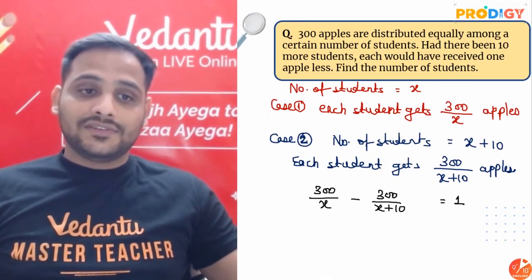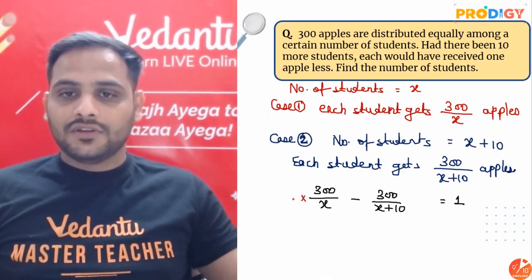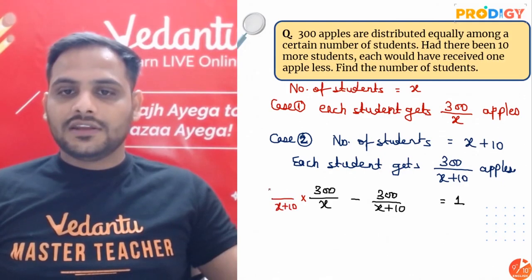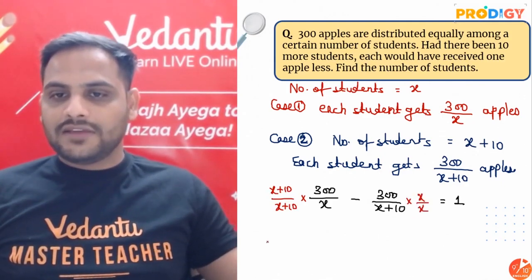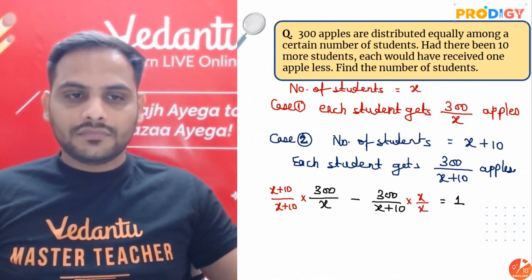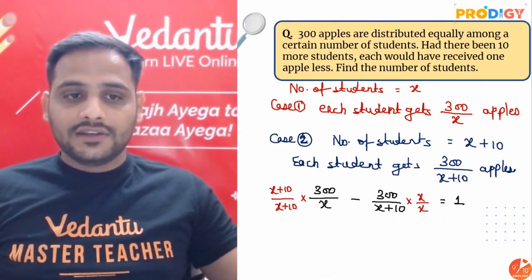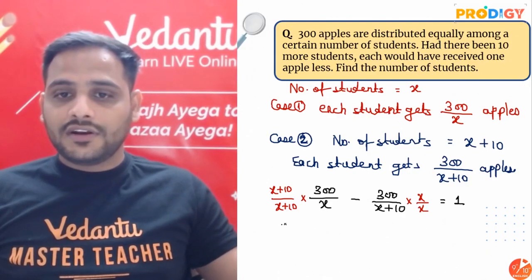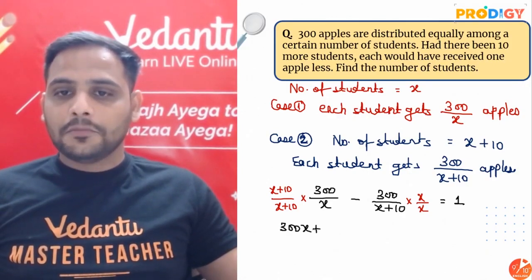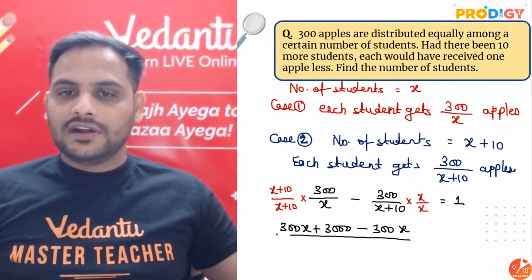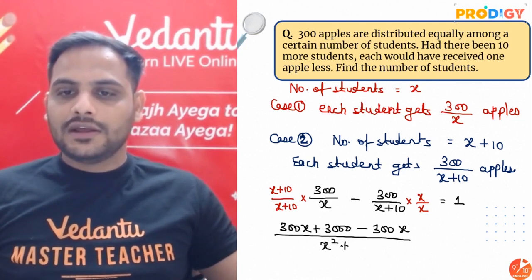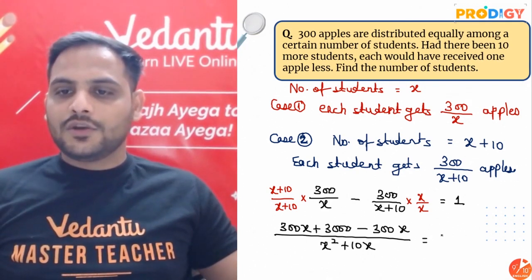Now you can take the LCM. Multiply with x plus 10 here, and here also; and multiply with x here. So what are we left with? We get x into 300, that is 300x, plus 3000 minus 300x, divided by x into x plus 10, which is x square plus 10x, is equal to 1. 300x minus 300x got cancelled.